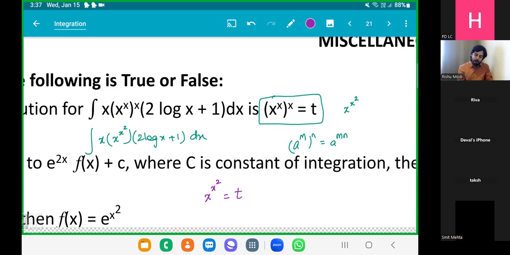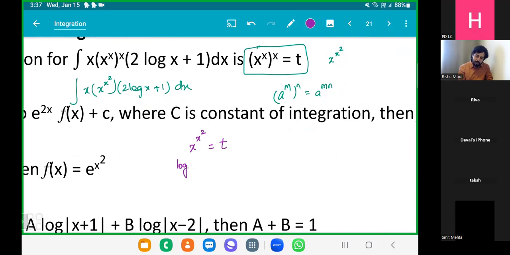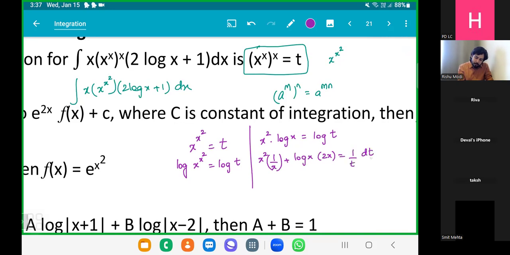Now we know that function raised to function is solved using log only. So we take logarithms on both the sides. The first step is taking log on both sides. x square will come down and it will be x square into log x is equal to log t. We have to take the derivative, so we'll take u into v. We'll have x square into 1 upon x plus log x into 2x equals 1 upon t dt upon dx. The x gets cancelled, so you are left with x plus 2x log x. t into dx is equal to dt.